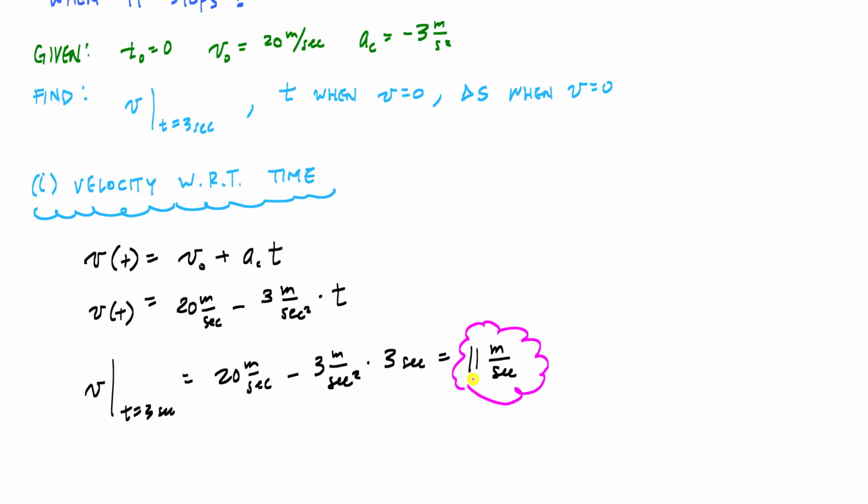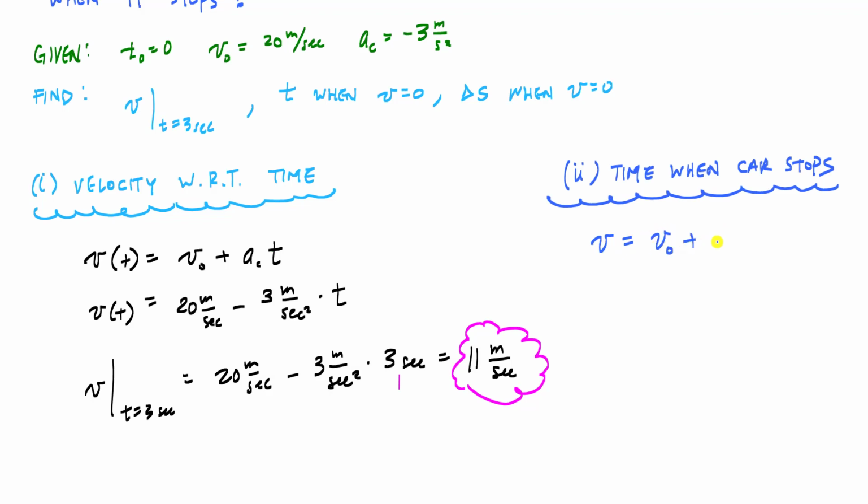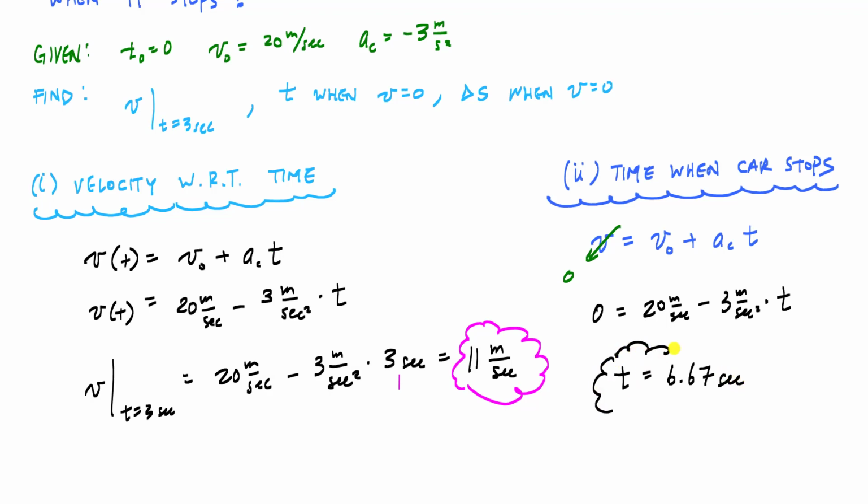What is my velocity at 3 seconds? And then if I wanted to find the time when the car stops, I can use this relationship again. Here, v is v0 plus a_c t, and when the car stops, the final velocity is 0. So my relationship would look like 0 is equal to 20 meters per second minus 3 meters per second squared times t. And t is my unknown in this case, and when I solve for t, I would get 6.67 seconds. And this is how long it would take for the car to stop.